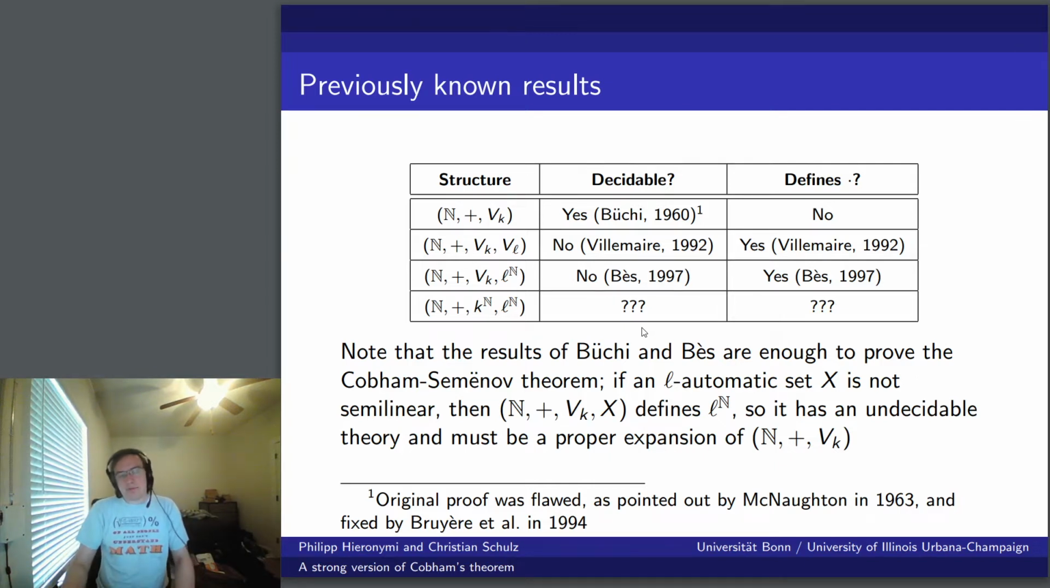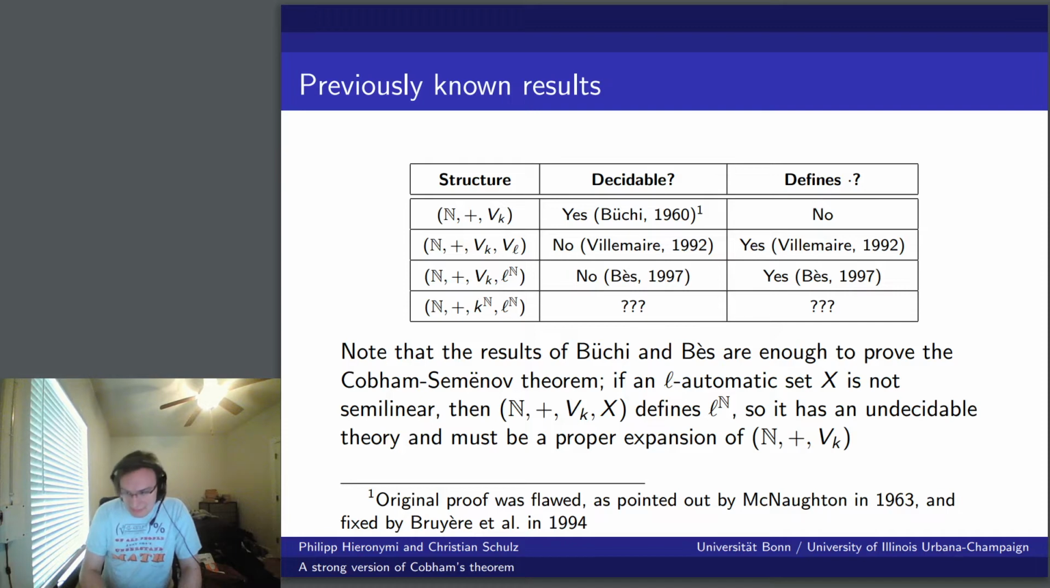One other thing I want to note before we move on is that the results of Büchi and Bès are enough to prove the Cobham-Semenov theorem. That is to say, if we have some L-automatic set that's not semilinear, from this table we know that it can't be k-automatic. Because if it were k-automatic, then adding it to our structure with V_k wouldn't change anything, and it would still have decidability, but Bès showed that it doesn't. So this is sort of an indirect proof of Cobham-Semenov.